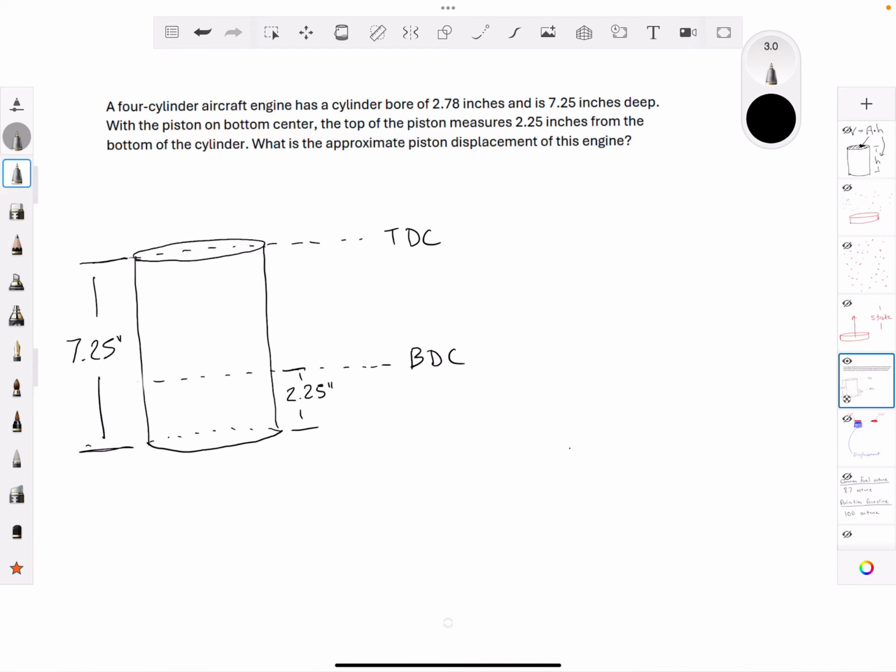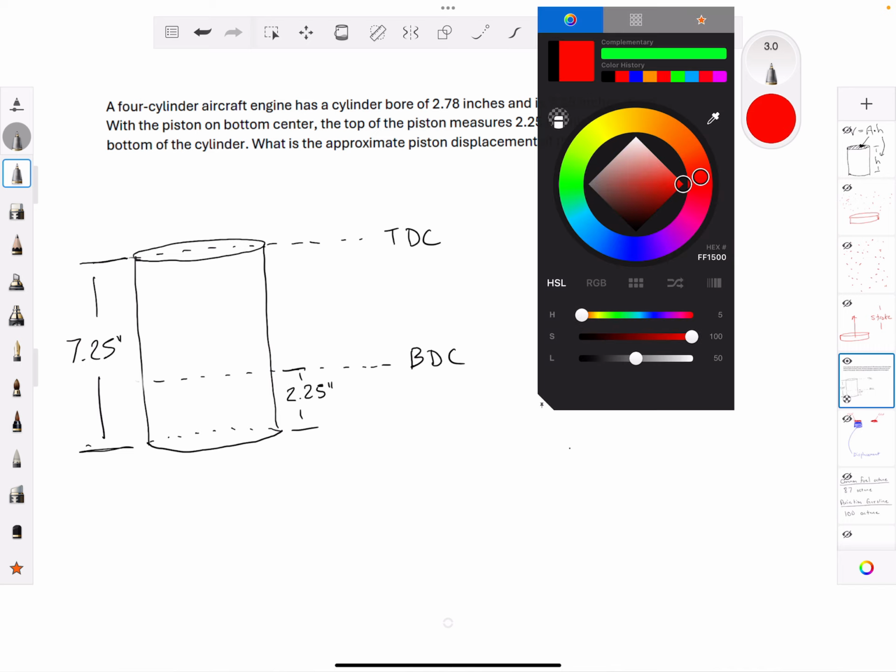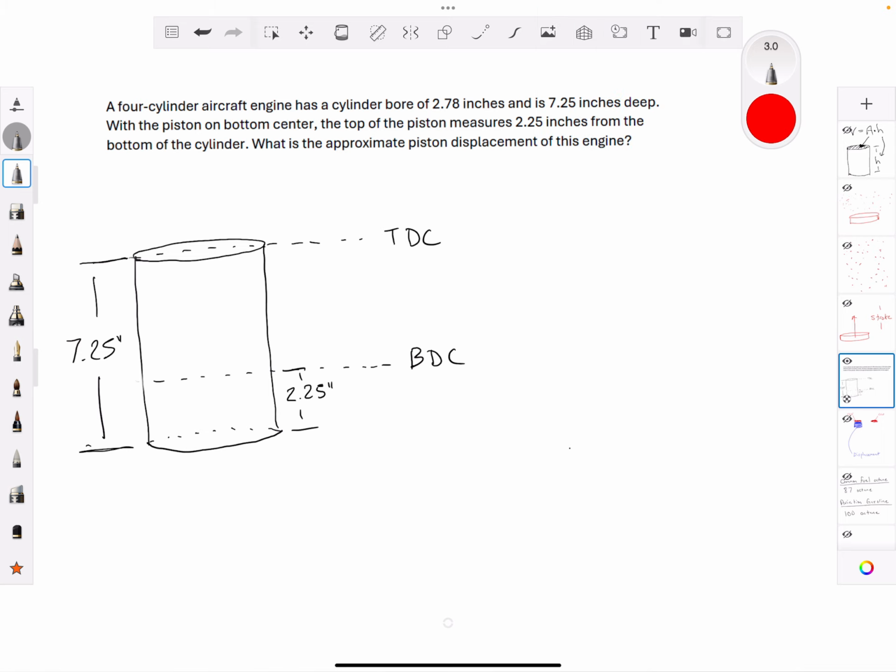All right, here we go. We have our next problem. It says a four-cylinder aircraft engine has a cylinder bore of 2.78 inches and is 7.25 inches deep. Okay, so we have that on our drawing here. We do know what the bore is. The bore is just the diameter of this cylinder, or this hole, basically, right? So it's 2.78 inches, and it is 7.25 inches deep. So the height of the cylinder is 7.25 inches.